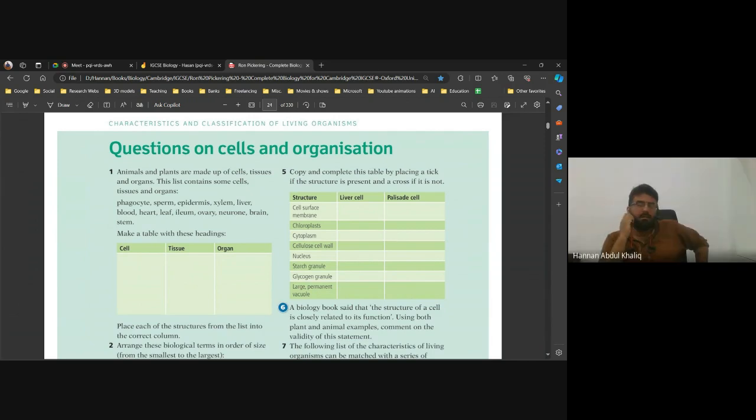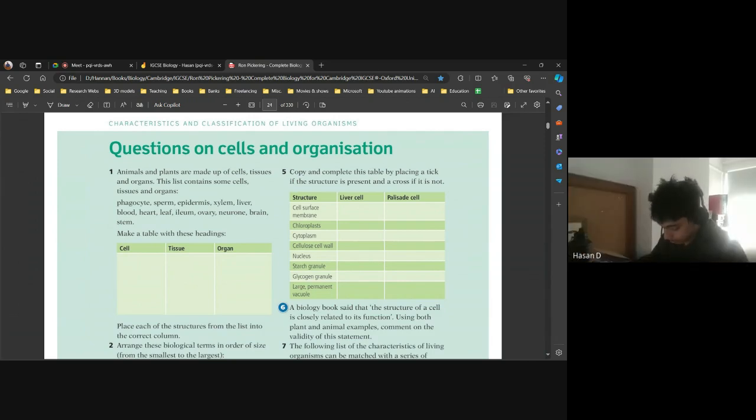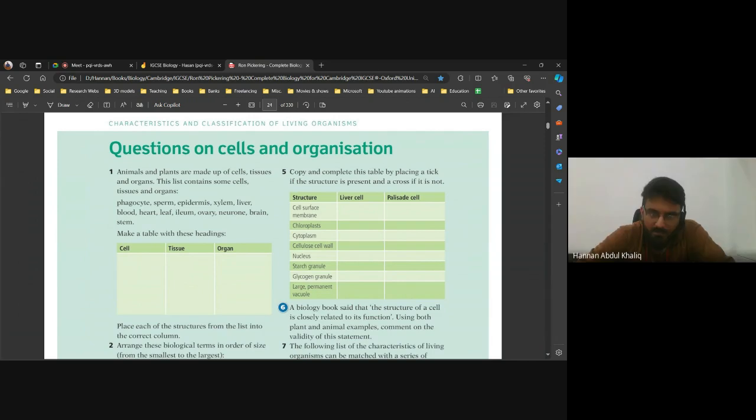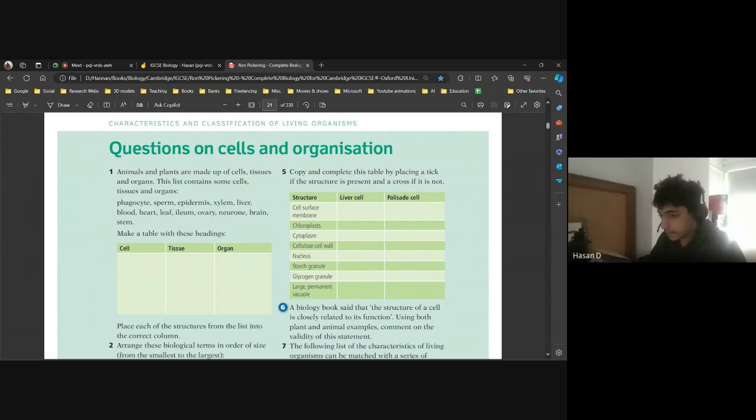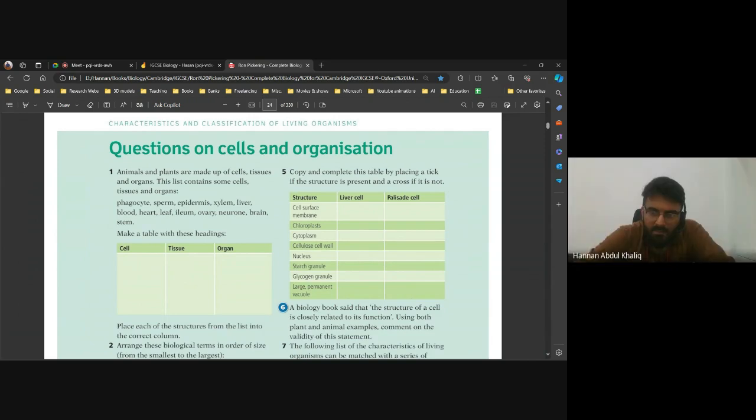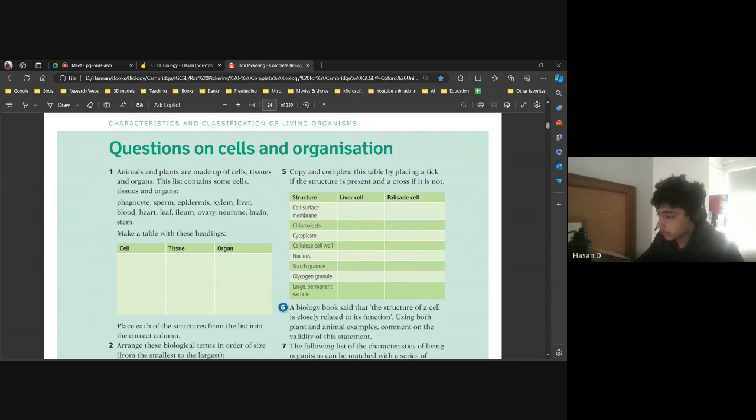Yes. We did discuss xylem cell separately, but when the name xylem appears, always remember that it is referring to a tissue. Okay. It's a tissue. Liver, organ. Blood, tissue. Good. Heart, organ. Leaf, organ. Good. Right. Ileum, I don't know. Ileum is part of the small intestine, so it would go into organ. Ovary, organ. Neuron, I put in tissue.